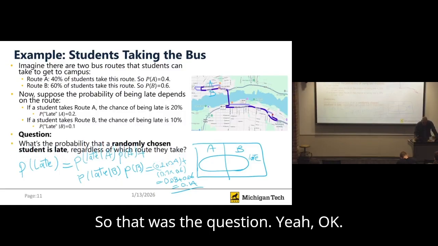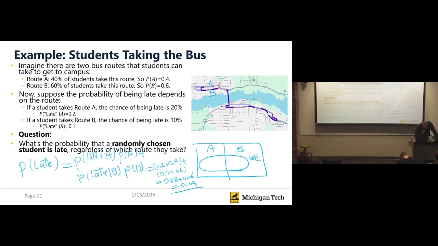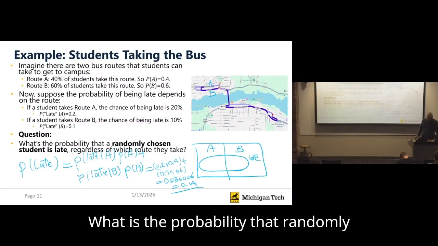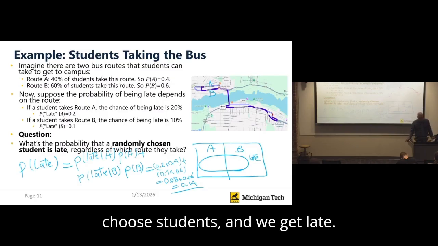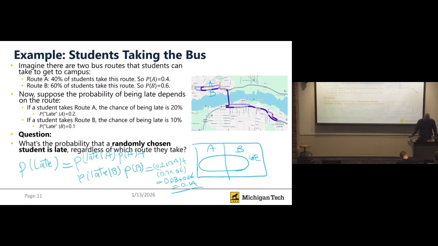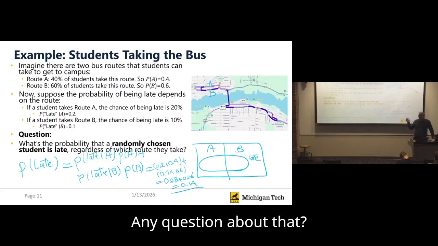Oh, yes, that was the question: what is the probability that we randomly choose a student and they get late? Okay, so we are good. Any question about that? Perfect.